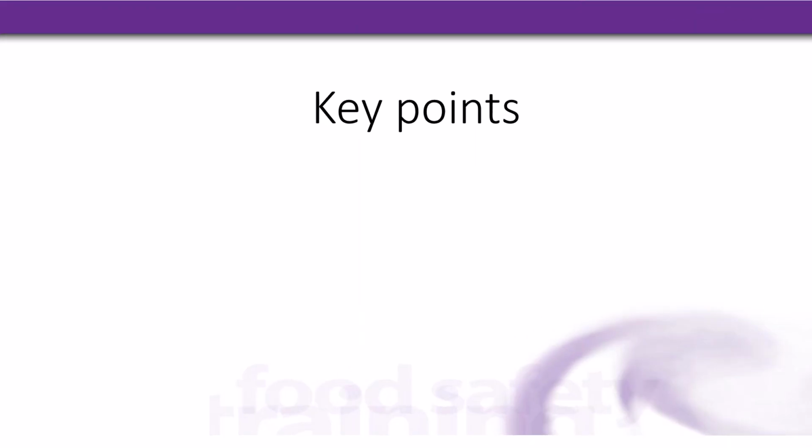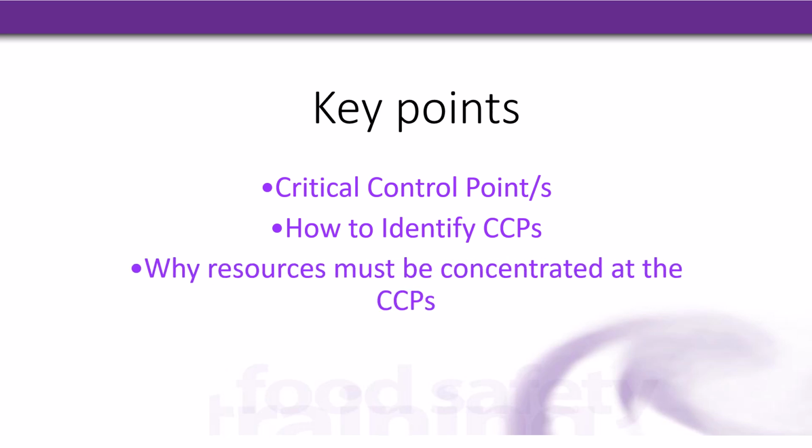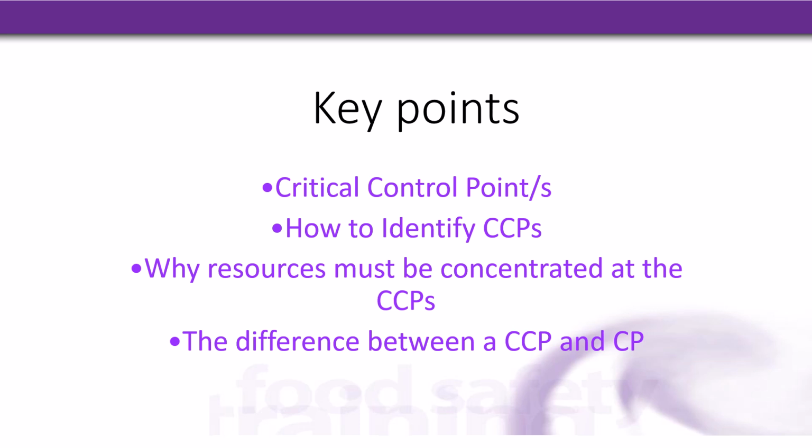So key points for this section, we looked at critical control points, how to identify CCPs, why resources must be concentrated at the CCPs, because obviously it's going to be less cost. If you have too many resources concentrated on control points as well as critical control points, it will be more expensive for the operation. And the difference between a critical control point and control point we looked at. Basically, a critical control point is the final last resort before it goes to the consumer, if you like. A control point is something like a prerequisite program, which is good hygiene practice.